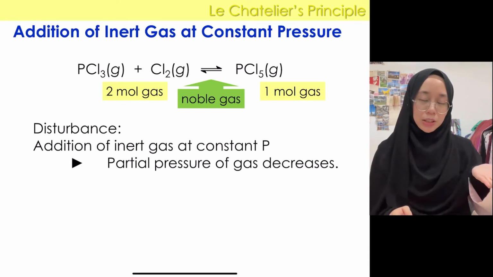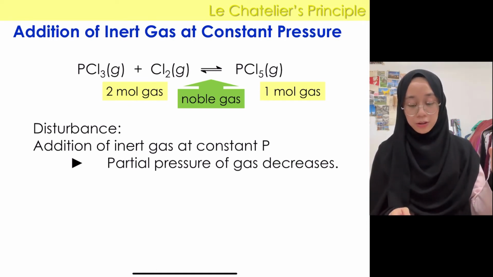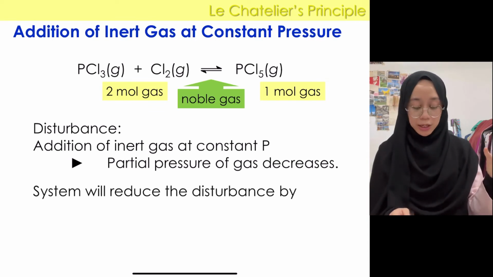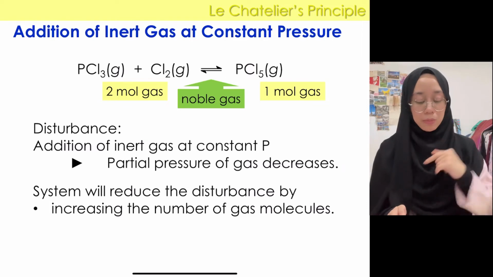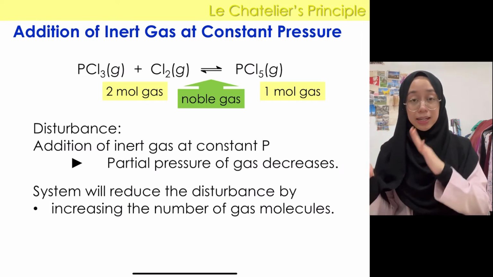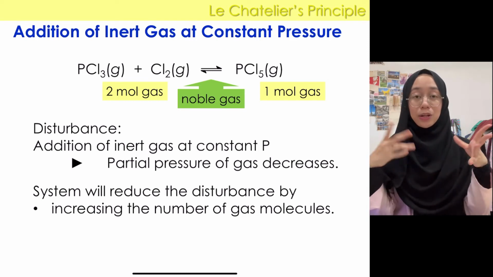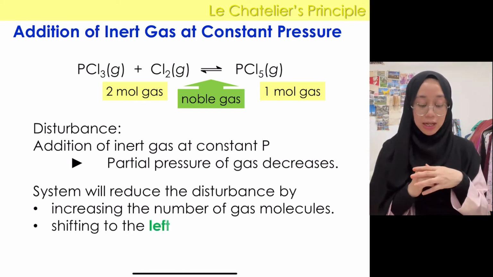So that's why kita akan try to increasekan balik the pressure. So in order untuk kita achieve equilibrium semula, dia akan increasekan the number of gas molecule. Bermaksud the system akan shift, side yang mana dia nak pergi, ke kanan ke kiri. So dia kata dia prefer side that has more mole, right? So dia akan shift to the left.